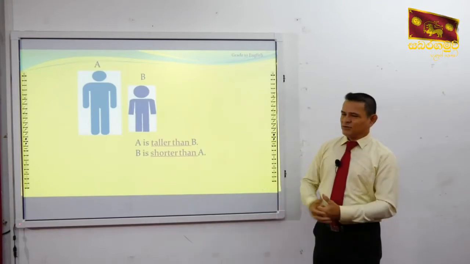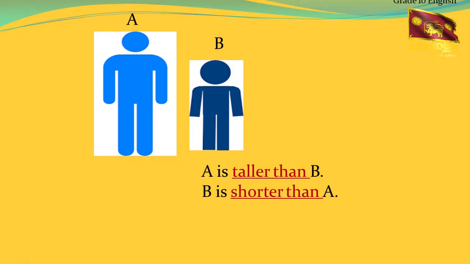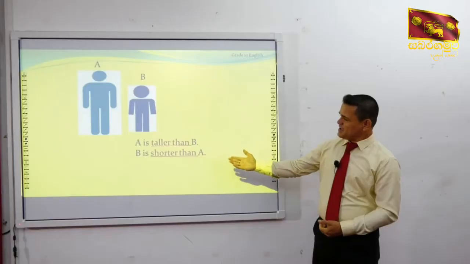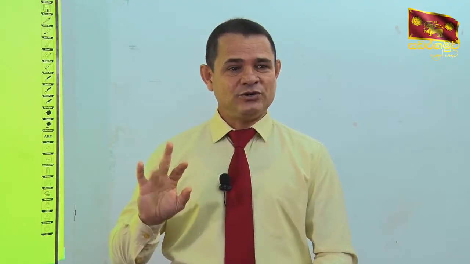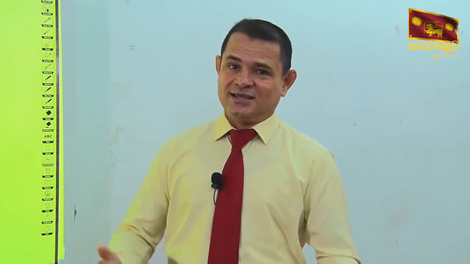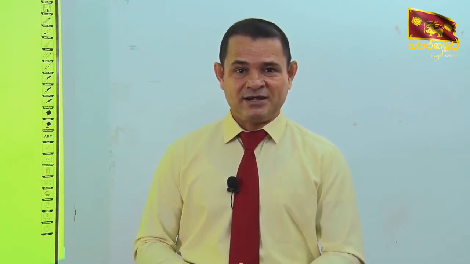Now, just have a look at this little picture. There are two, A and B. When you talk of the first person, you can say A is taller than B. You can't say A is tall B. No, when you talk of these two, you must use the comparative form. Without the comparative form, you can't talk of these two. And B is shorter than A. Short, shorter. Tall, taller.